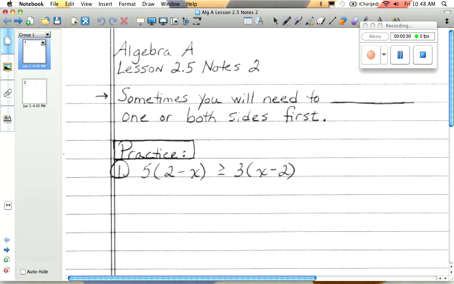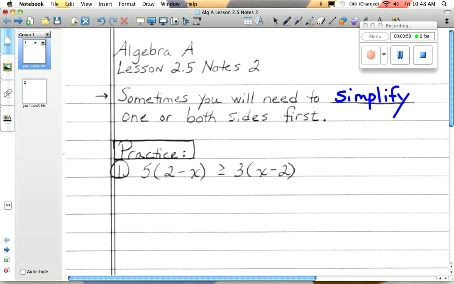If we have the variable on both sides, those are the types of problems that we dealt with in our inequalities yesterday. Okay, today we're going to add in, so that still can happen. Doesn't mean it has to, but it can still happen. But today we're going to add in that sometimes you will need to simplify one or both sides first. So before you start solving.